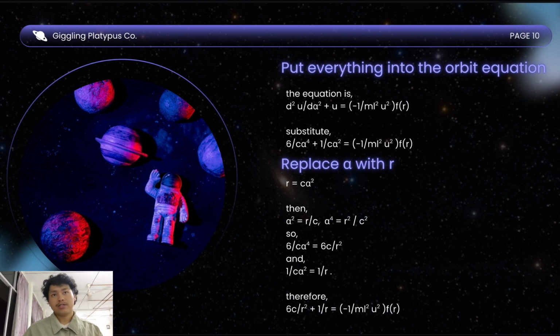So now we're going to replace alpha with r. Remember that r equal to c alpha square, then alpha square is equal to r over c. And then alpha to the power of 4 is equal to r square over c square. So 6 over c alpha to the power of 4 is equal to 6c over r square, and 1 over c alpha to the power of 2 is equal to 1 over r. Therefore, it will become 6c over r square plus 1 over r equal to negative 1 over ml square u square f of r.